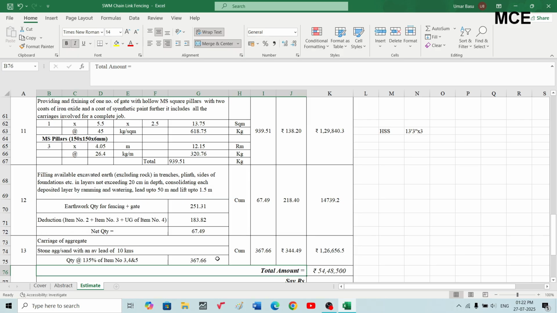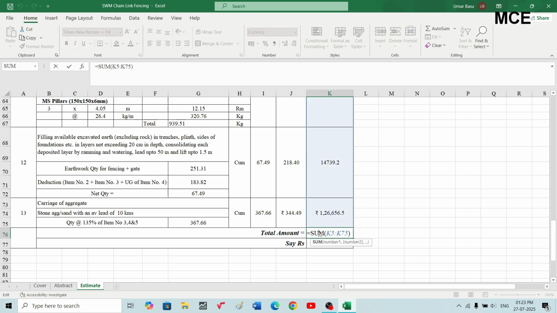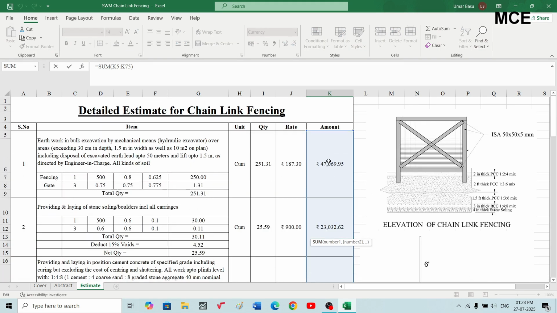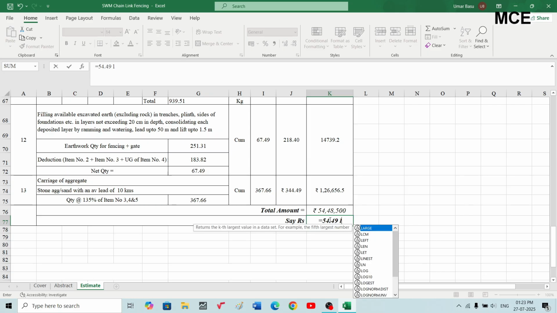So the total quantity after increasing it by a factor of 1.35 is 367.66 cubic meters, and the rate for this item in SOR is 344.49 rupees per cubic meter. So the total amount will be 1,26,656 Indian rupees. So the total cost of the chain link fencing will be the sum of the amounts of all the items, which is equal to 54 lakhs 48,500. So the total is 54.49 lakhs in Indian rupees.